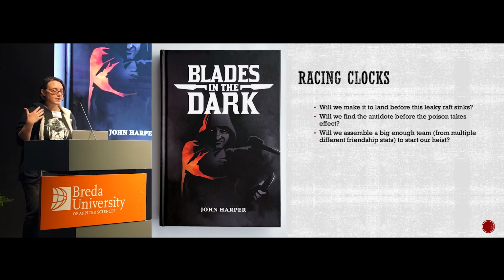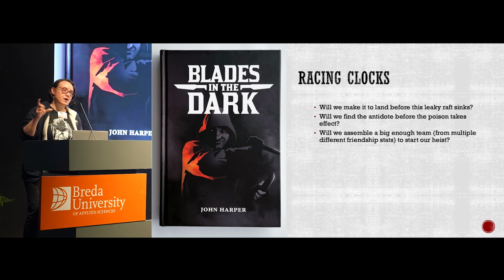But when we're thinking about that and planning our storylet space, we really also want to be thinking about, all right, how many of these do we have active in our game currently? How are they going to interact with each other? And when one of the clocks fires first, does that affect the other one? When they're both close to firing, is that creating a situation that we need to speak to specifically? So these might be things like, are we going to make it to land before the leaky raft sinks? Are we going to find the antidote before the poison takes effect? Are we going to assemble a big enough team from the multiple characters that we're making friends with in order to start our heist? And what happens when we're close to the boundaries on multiple things?